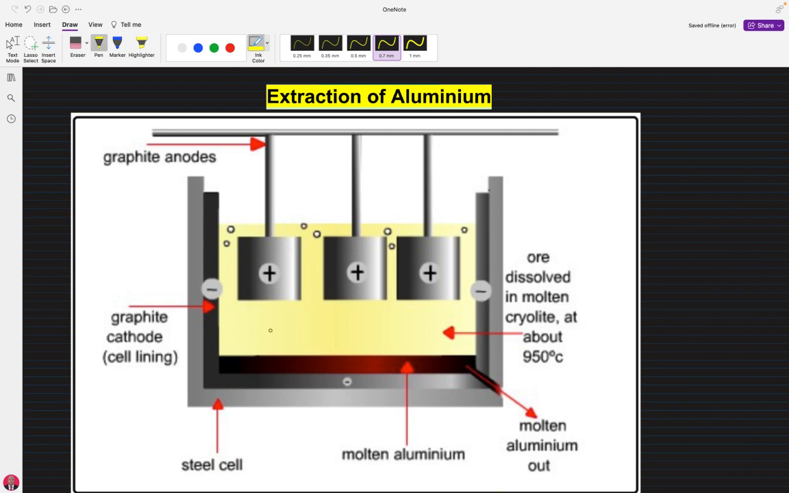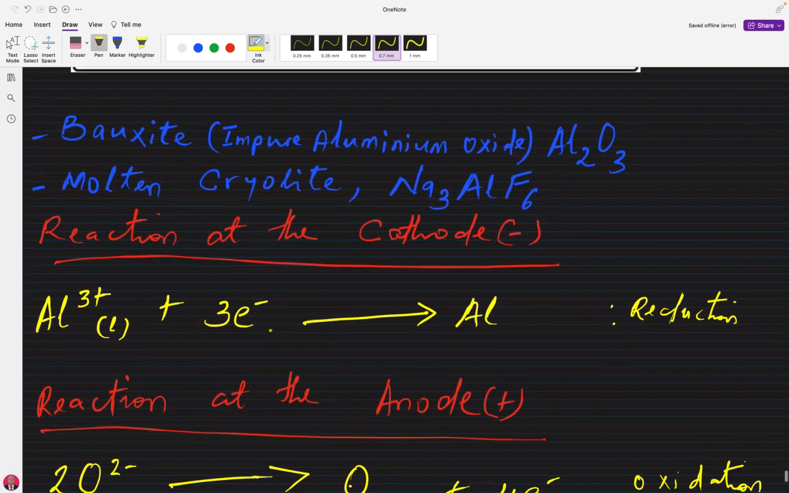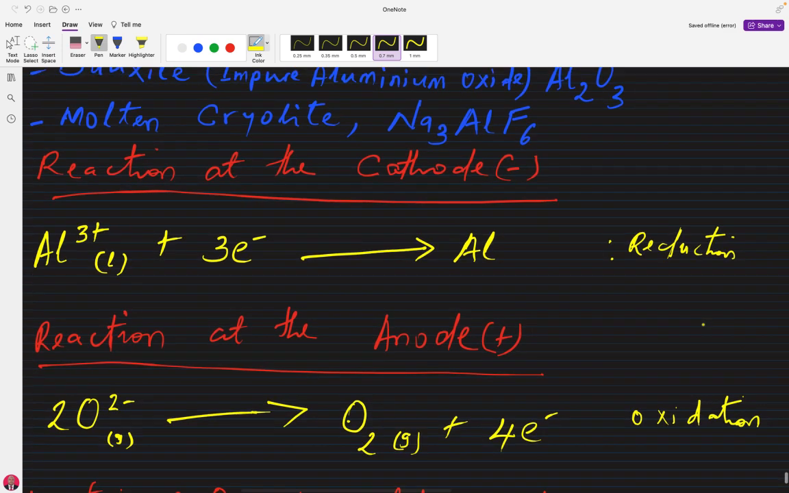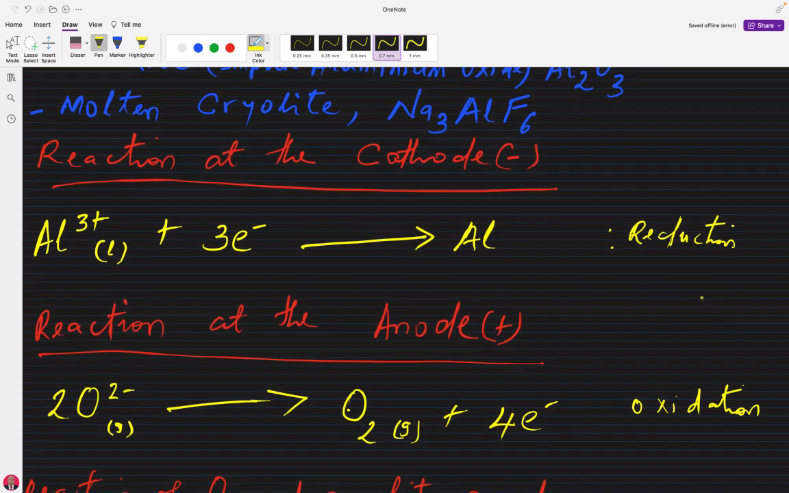So, once more, at the cathode, aluminum is being produced there. There is a reduction that is taking place there, because you could be asked in your exam whether it is reduction or oxidation that is taking place. That's why I'm giving you these details. Then at the anode, there is oxidation that is taking place there, and oxygen is being produced. Let's move on.